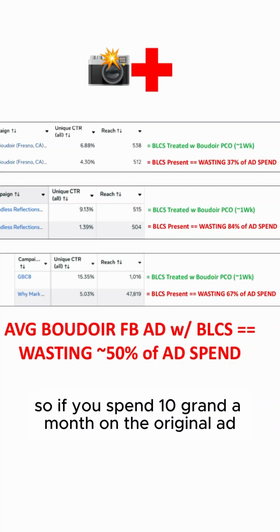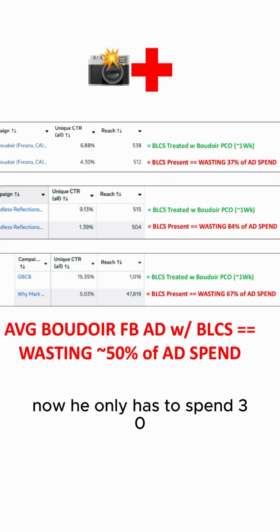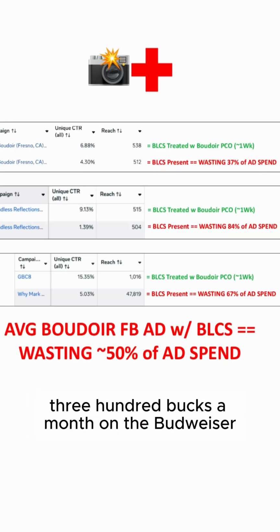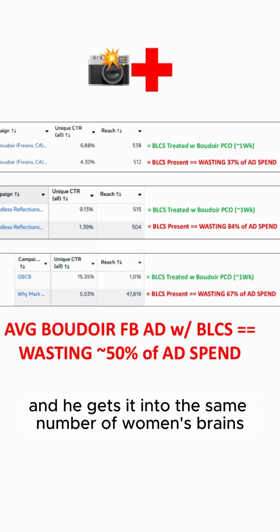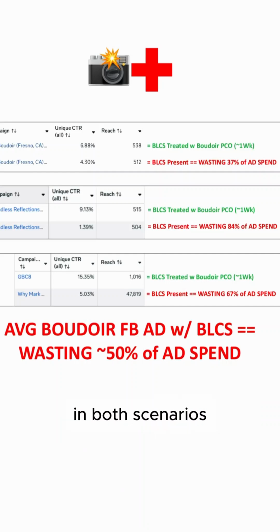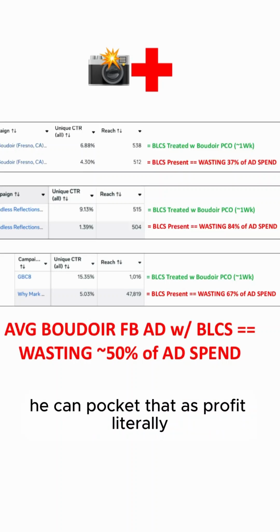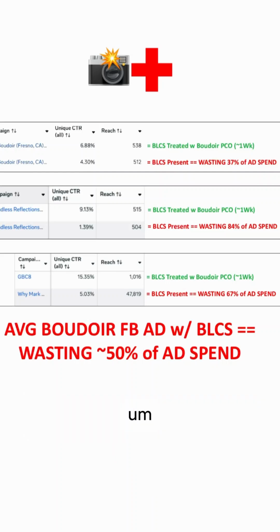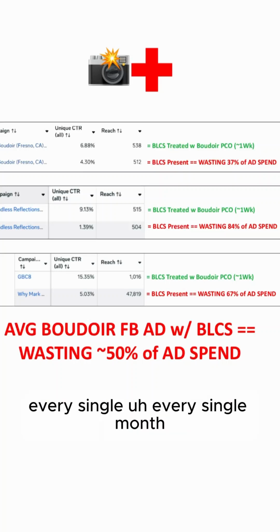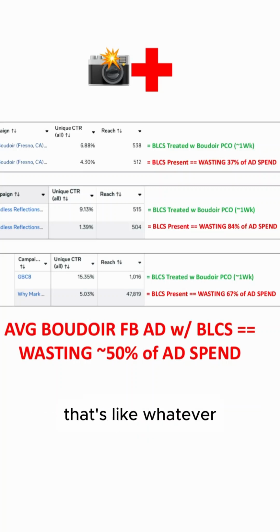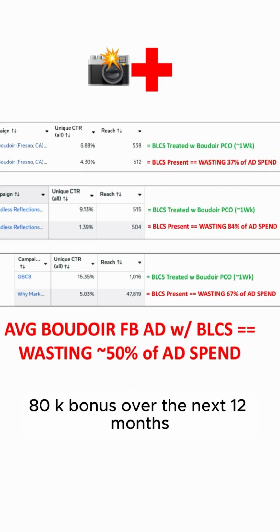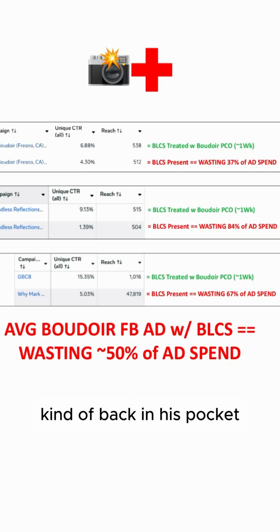So if he's spending 10 grand a month on the original ad, now he only has to spend 3,300 bucks a month on the Boudoir Pico treated ad, and he gets it into the same number of women's brains in both scenarios. So that 6,700 bucks a month being wasted, he can pocket that as profit, literally every single month. So it's like an 80K bonus over the next 12 months, back in his pocket.